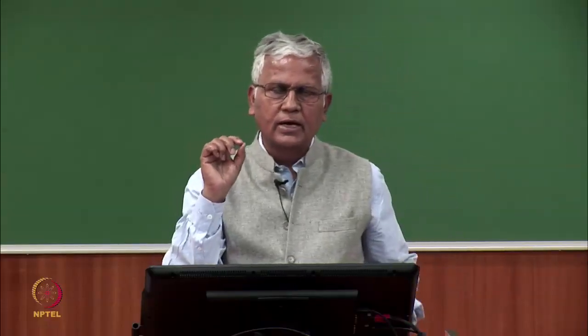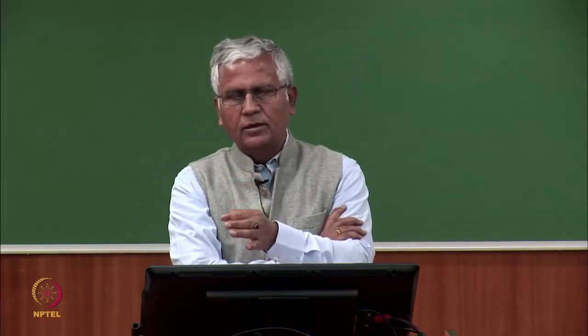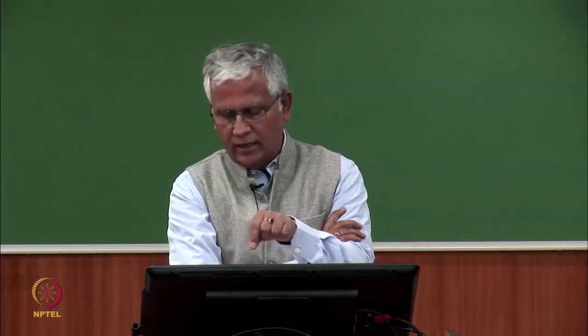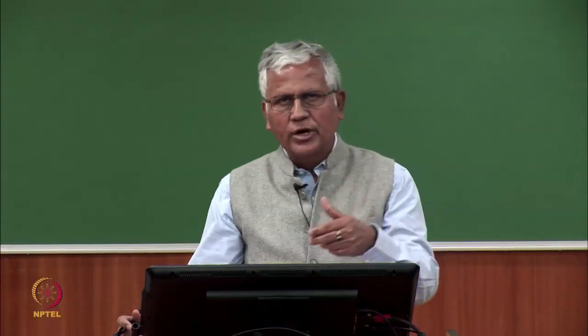So, every wrapper fiber has a chance to get lost. All depends upon how much of the leading end of the fiber is buried inside the main bundle of fibers that we call yarn tail. See, yarn is already there. This is the tail part of the yarn. The yarn which is moving through it, the tail is existing near the spindle tip, and the free flow of fibers which is coming is joining the tail part of the yarn. So, tail part of the yarn is basically the wrapped part of the yarn, where the fiber wrapping is there, and there is a flow of fibers which is coming from the front roller nip and joining this yarn tail.